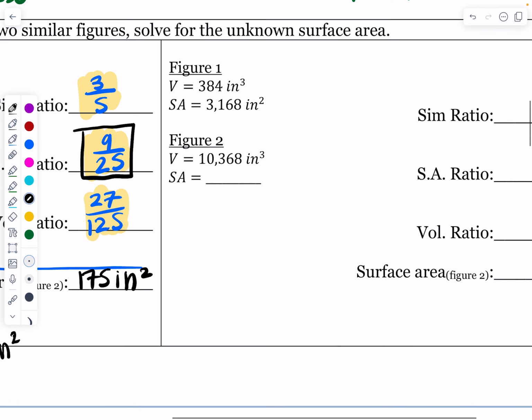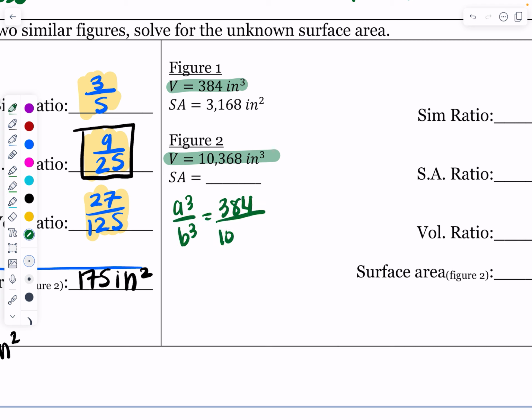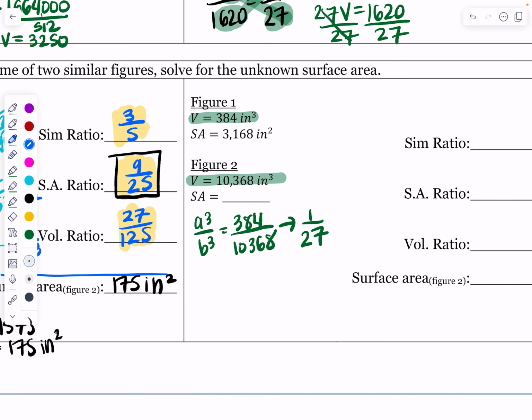All right, one more time. We're given volumes. So that's going to be my A cubed over my B cubed. So A cubed over B cubed is going to be 384 over 10,368. I'm going to see if it reduces. It does reduce. That reduces way down to 1 over 27. So I'm going to fill that in for my volume ratio.